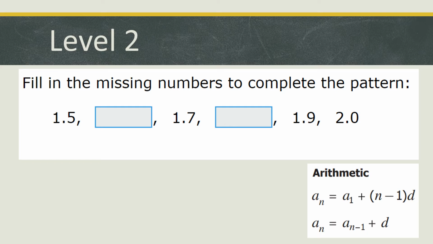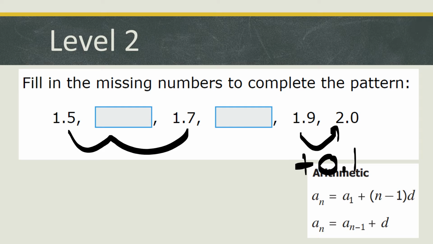Fill in the missing numbers to complete the pattern. This time you'll notice I have a couple gaps here, okay? So hopefully it's not too scary to see that if this is arithmetic, then we're adding 0.1. And you can probably tell that, well, that's got to add twice, and so it's adding 0.2. So you can kind of see that what would be in the middle of that gap would be 1.6. And then this would be 1.8.